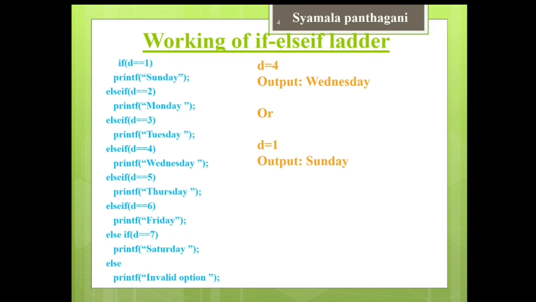Now I would like to explain this pattern. Here we have a number of comparisons from 1 to 7. These are the days of a week, from Sunday to Saturday. I have given 1 for Sunday, 2 for Monday, 3 for Tuesday, 4 for Wednesday, 5 for Thursday, 6 for Friday, and the last one is 7 for Saturday. Like this, we have to write.